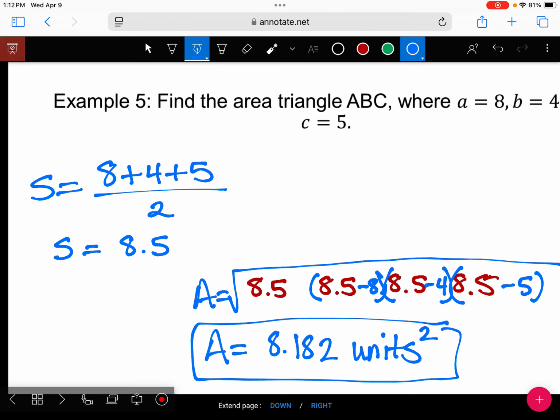All right, so for example 5, who got 8.182 units squared? Pretty easy, right? Any questions?